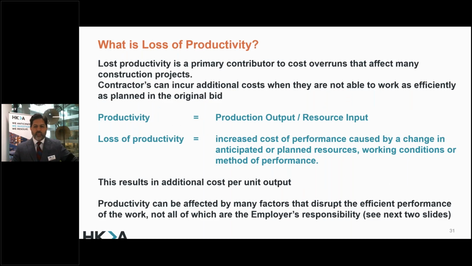How do we do that? What is the loss of productivity? I gave you my little digging a hole example, but there are several other examples that we want to look into in terms of understanding productivity. And then what are the common causes of disruption? Because loss of productivity is a primary contributor to cost overruns that affect almost every construction project. Contractors can incur additional costs.